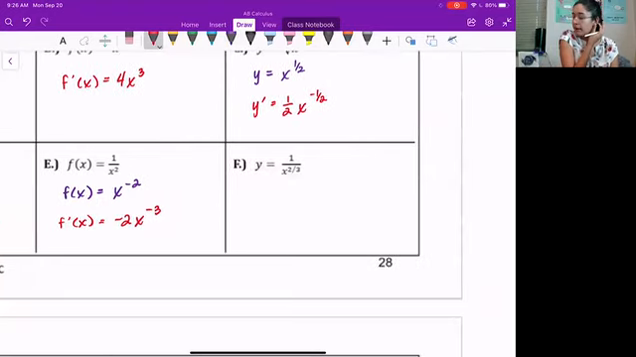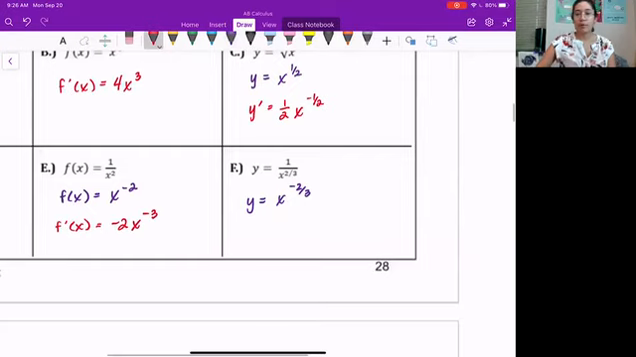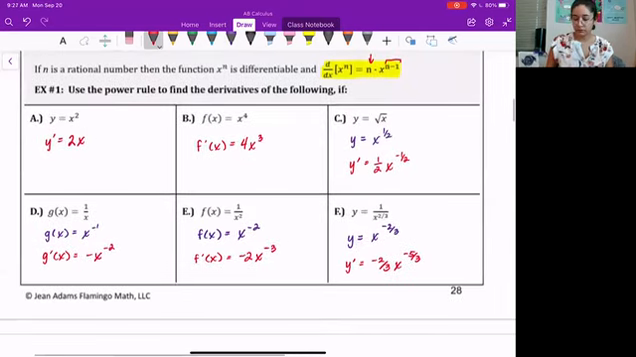All right, same thing here on part F. I don't like that there's a fraction, so I'm going to rewrite my function y equals, and this will be x to the -2/3. I'm ready to derive. y prime equals. I'm going to take that -2/3 and bring it to the front. And then -2/3 minus 1, or -2/3 minus 3/3, would be -5/3. Okay, so this is the power rule. This is how we can find derivatives with some more ease.